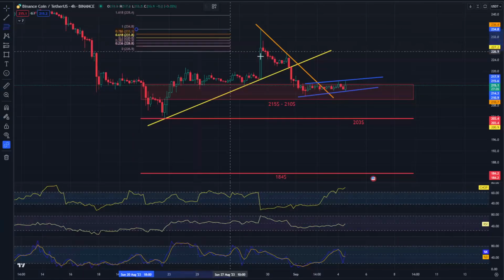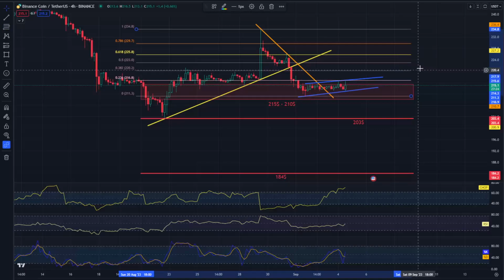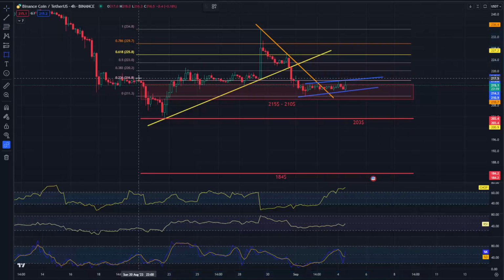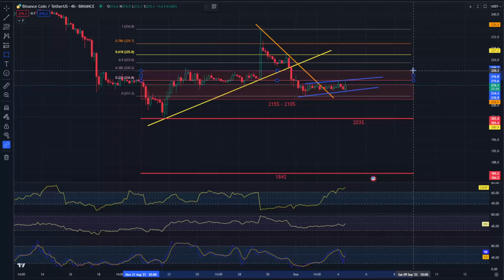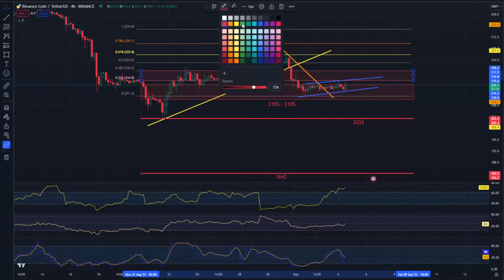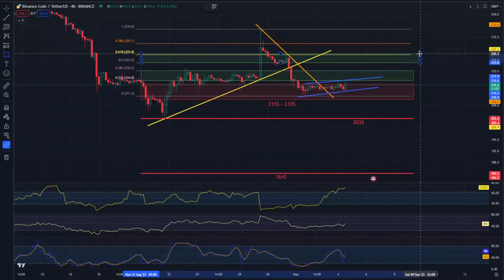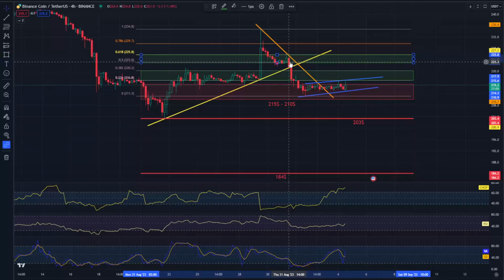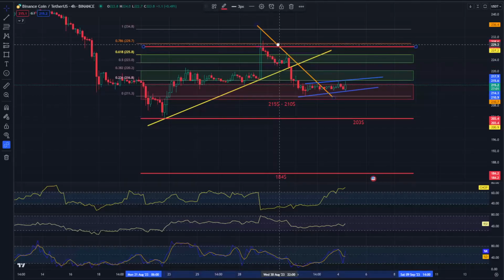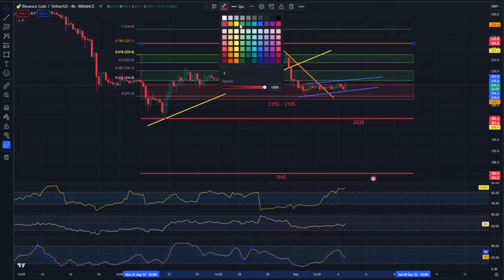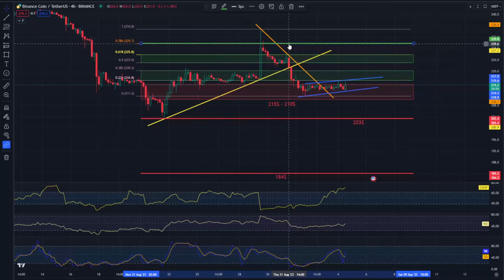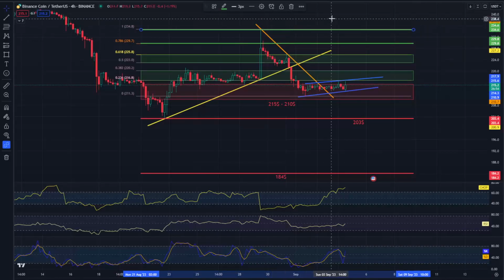Looking the other way, we can also mark the places where the price should meet resistance. And here, a slight price movement will enter the resistance zone from $216 to $220. Then we have the second zone from $223 to $225. Then resistance at $229, and then resistance at $234.